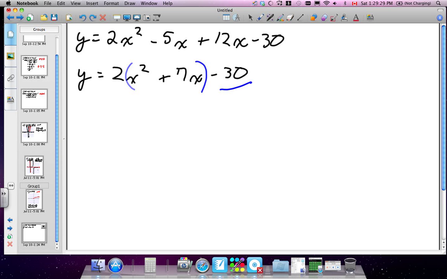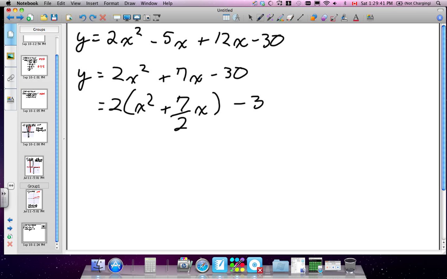So when I divide, I get 2 times x squared plus, and we leave it as 7 over 2 x, minus 30. Now what we need to figure out is what number we're going to add and subtract inside the brackets. So we take 7 over 2, and we technically divide it by 2 and square it as the idea. So if we're to divide it by 2, what this actually becomes is 7 over 4. Does that make sense? I skipped a step there, but that makes sense to you?